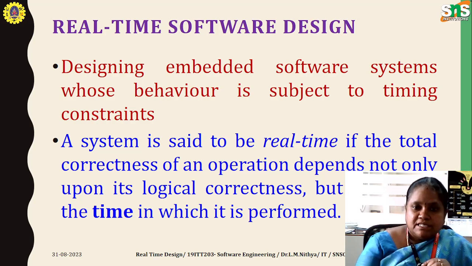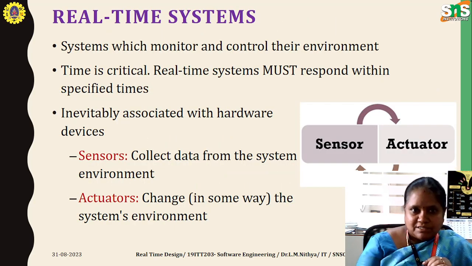A system is said to be real time if the total correctness of an operation depends not only upon its logical correctness but also upon the time in which it is performed. So it is not just that the functionality happens; it also depends on the time at which it is performed. Those sorts of systems are called real-time systems. Now we will see the designing of real-time systems.